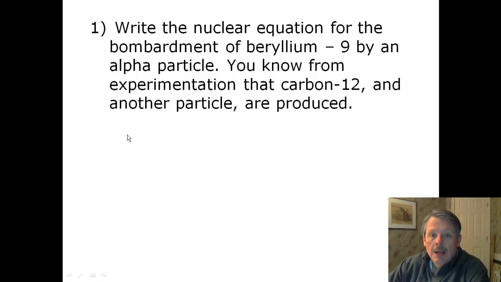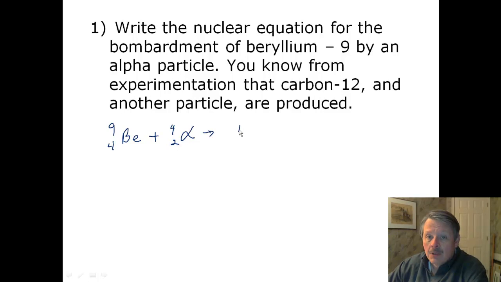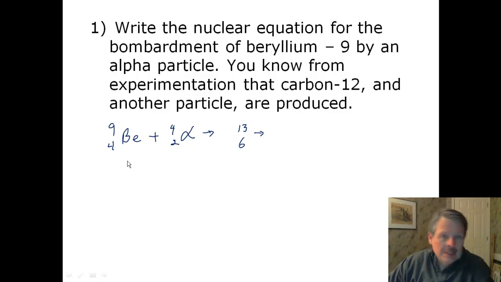So we have beryllium-9. That's beryllium, 9 is its mass. We look on the periodic table and we see that beryllium is number 4, right? And we're hitting it with an alpha particle, and an alpha particle is 4 and 2. Now, if we think about that, what that gives us is a total of 13 on top and 6 on the bottom, all right? And so that's what my numbers are going to have to equal. The 13 is the 9 plus 4, and the 4 plus 2 makes a 6.